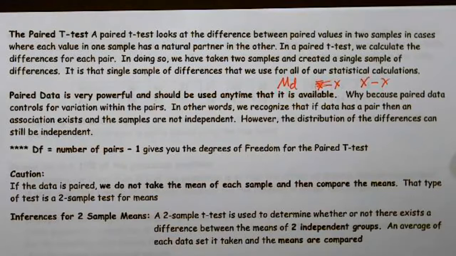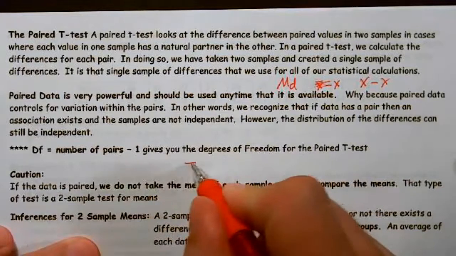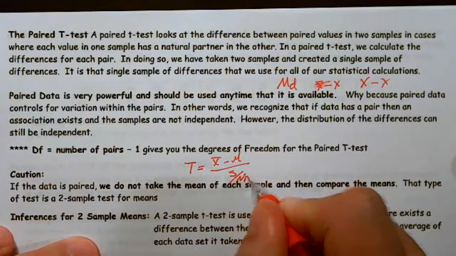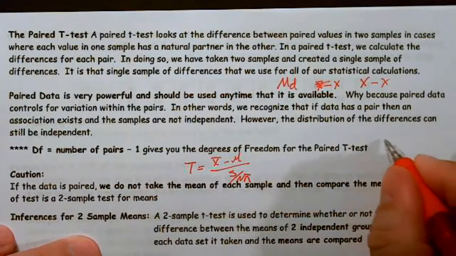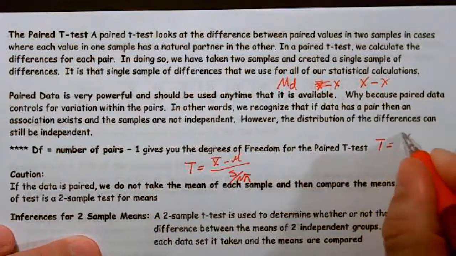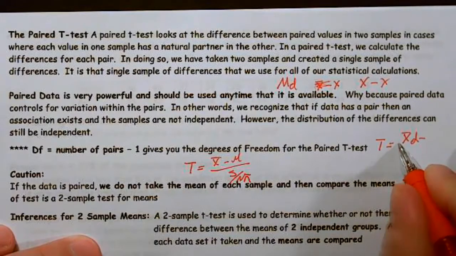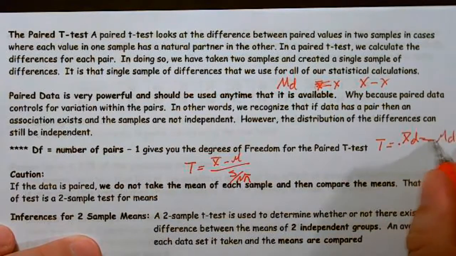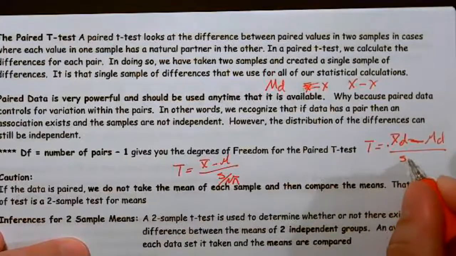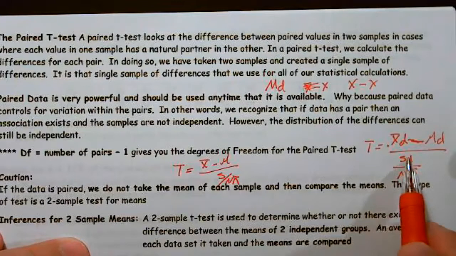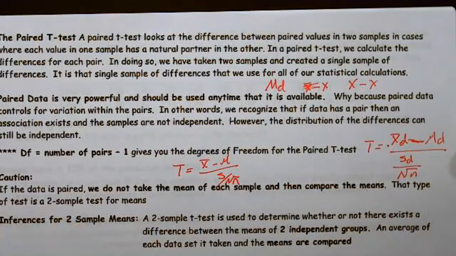So formula-wise, this looks very, very similar to a t-test, because a t-test just had this formula. A paired t-test is going to be the average of the differences for the sample minus the population differences over the standard deviation of the differences divided by the square root of n. So really, I added these to indicate that I'd taken two values and subtracted them.